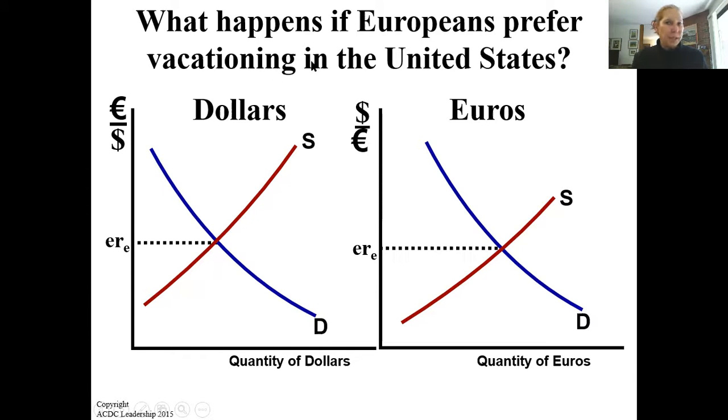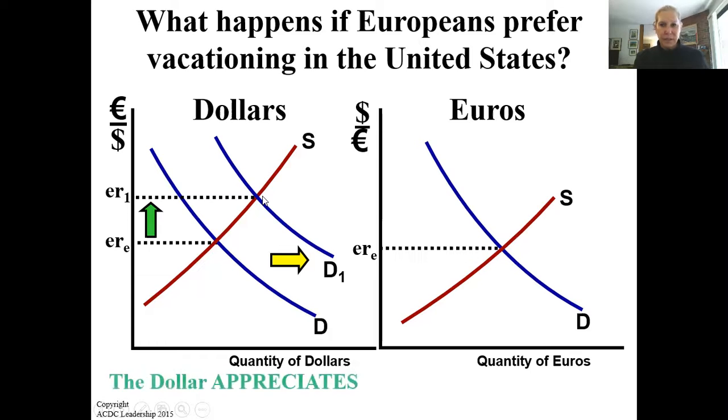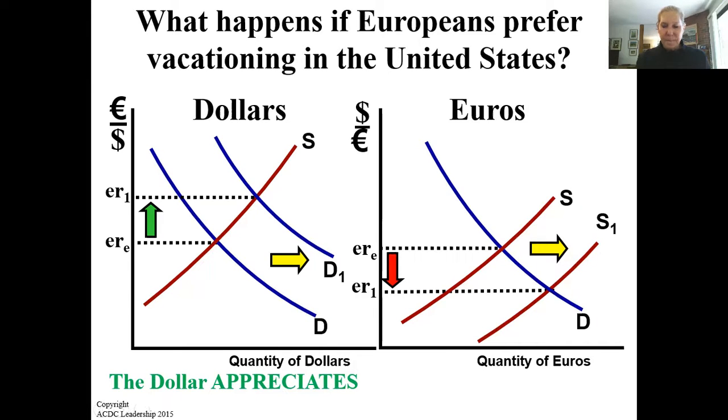So what happens if Europeans prefer vacationing in the United States? Well, that means that there's a higher demand for US dollars, a greater demand. So the demand curve for dollars shifts to the right and the exchange rate increases to the new equilibrium point. What happens to the euros? Well, the dollar appreciates on the left. What happens to the euros is that the supply curve of euros shifts to the right. And therefore, the exchange rate for euros drops at the new equilibrium point in quantity. So the euro depreciates.